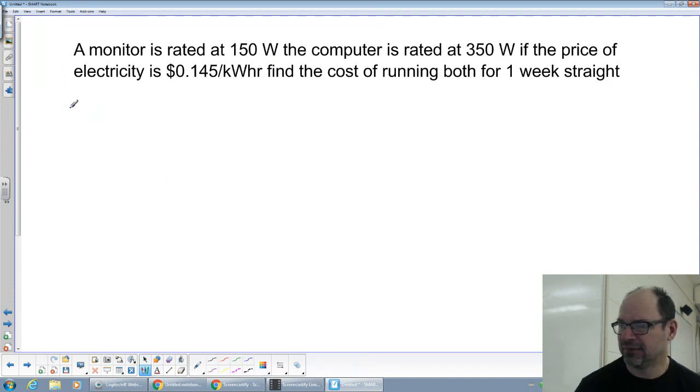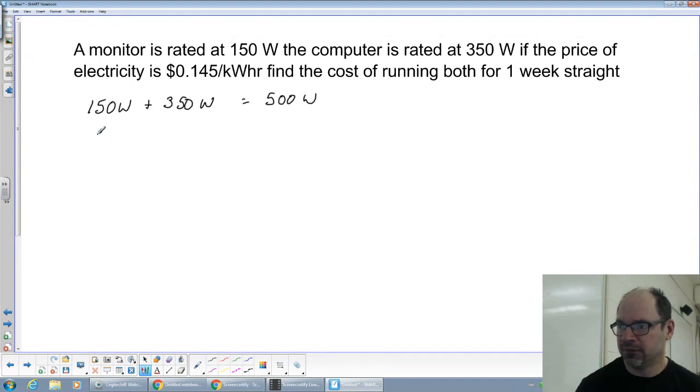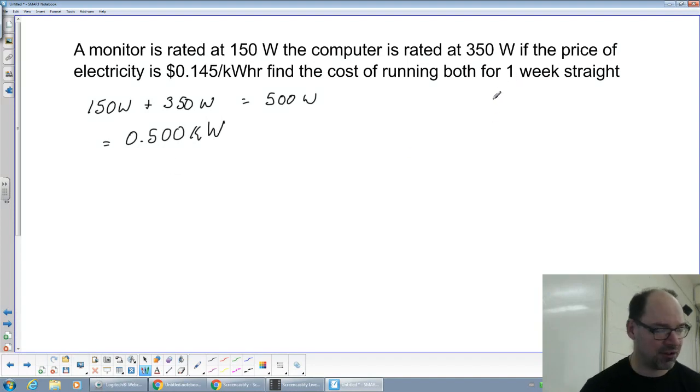Okay, so the cost, if you paused, so we've got 150 watts for the monitor plus 350 watts for the computer. Okay, so that's going to give us a total of 500 watts total. So we have to change that into kilowatts. So divide by 1,000, or move your decimal over 3. So this would be equal to 0.500 kilowatts.